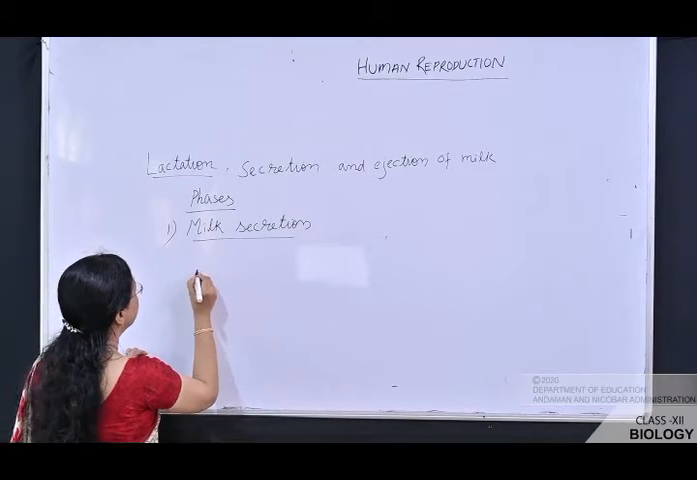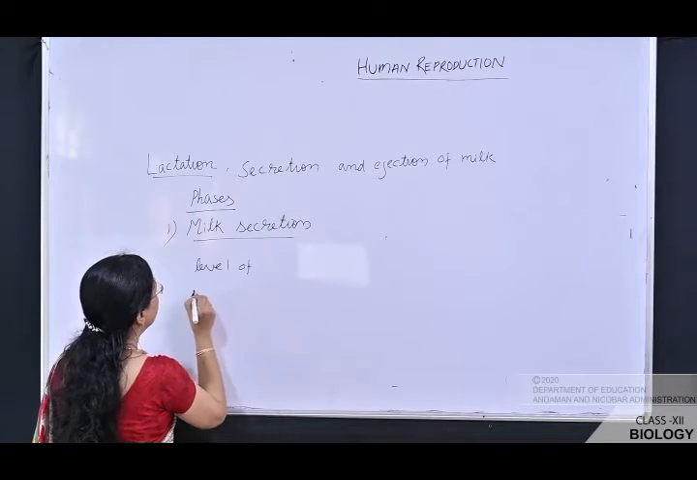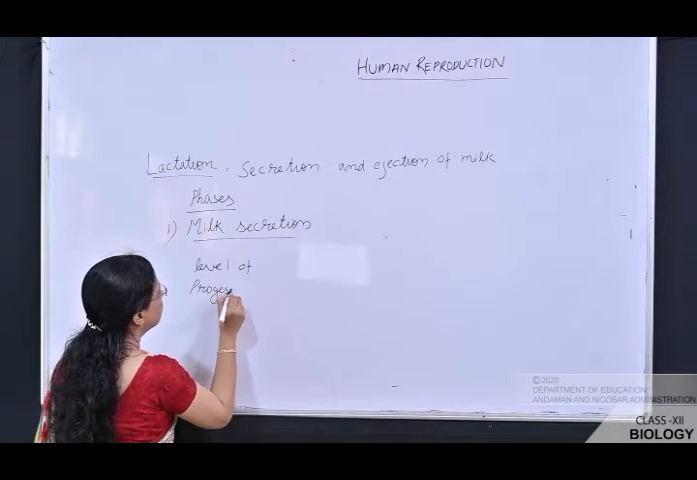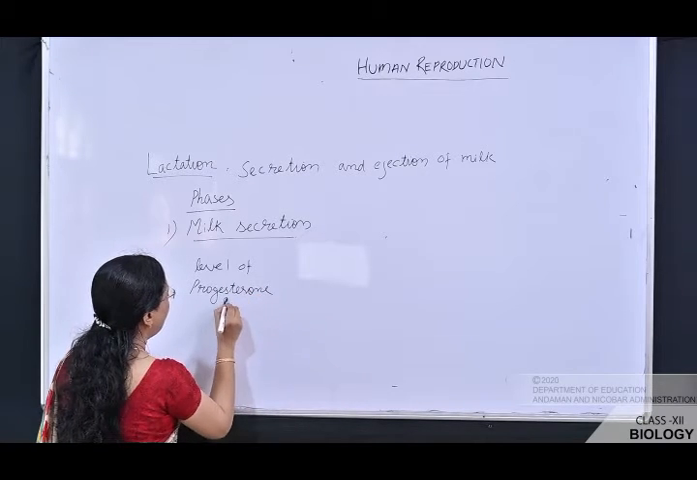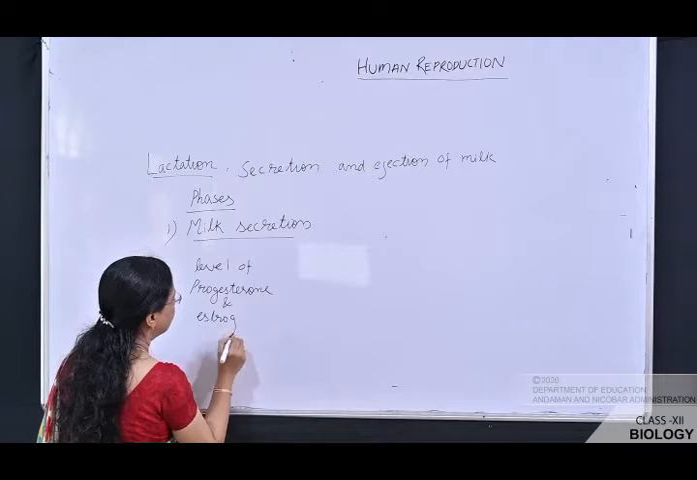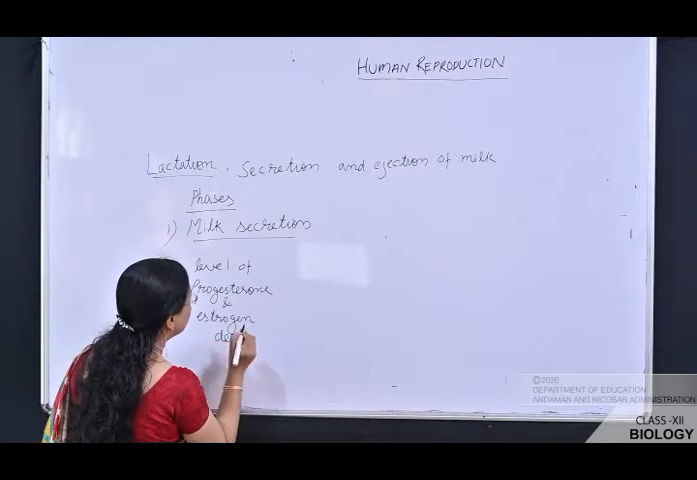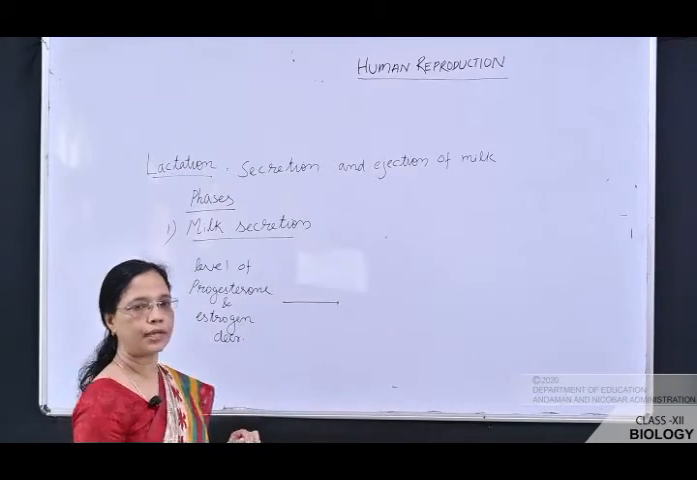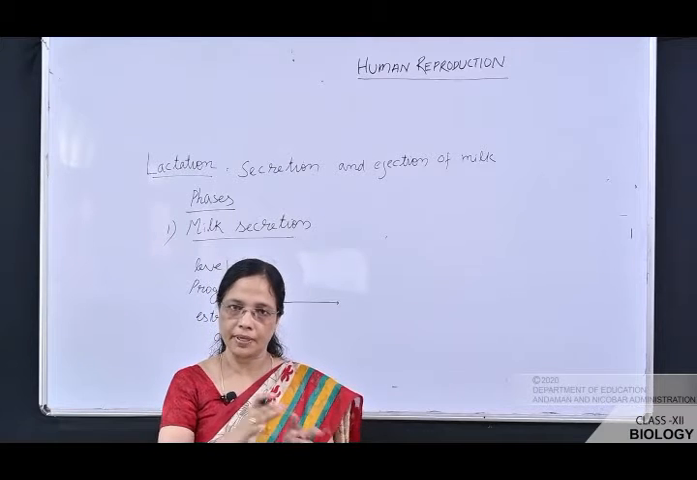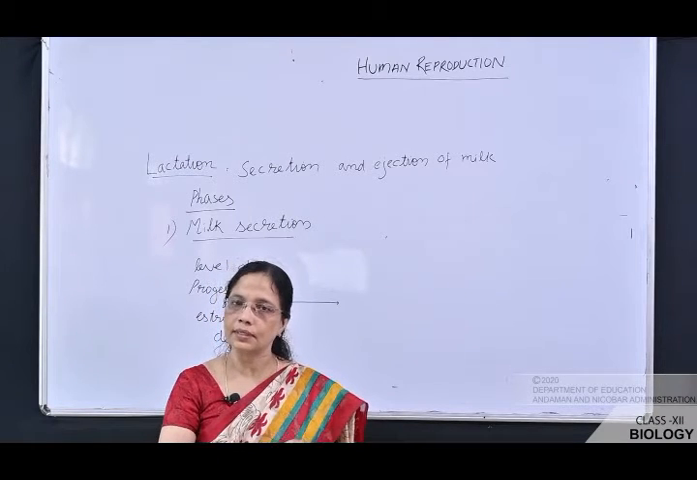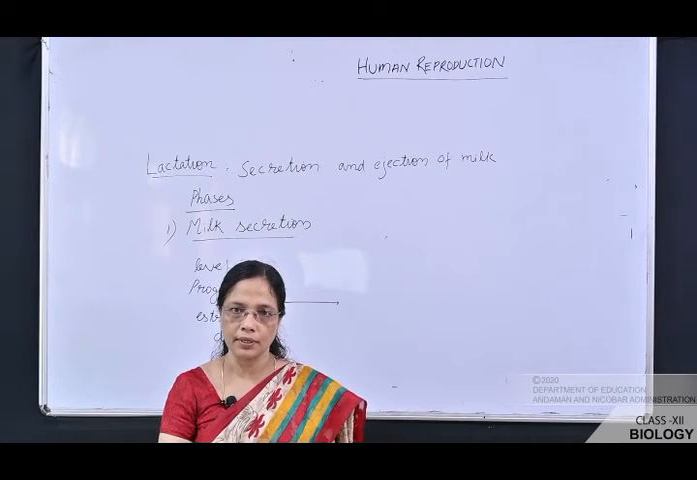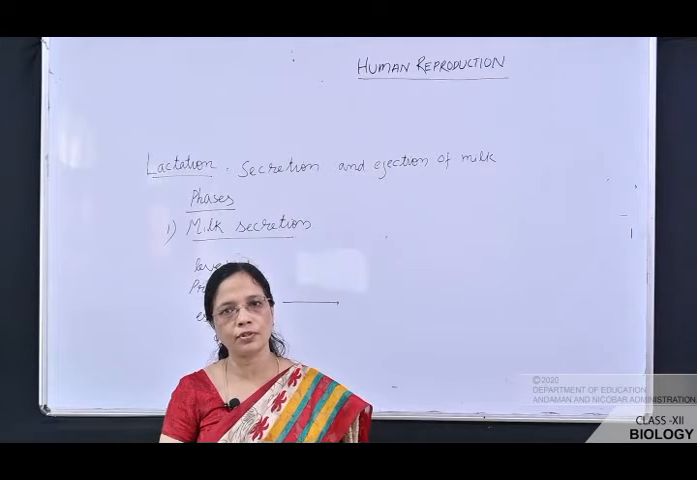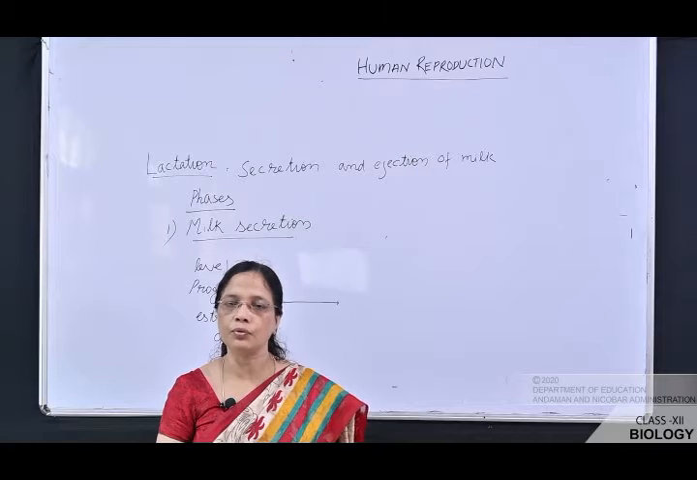When the level of progesterone and estrogen decreases, at that time what happens? How is the level of progesterone and estrogen decreased? After birth, the placenta is ejected or expelled out. Automatically the level of progesterone decreases. Why? The placenta is responsible for the secretion of most of the progesterone during pregnancy.